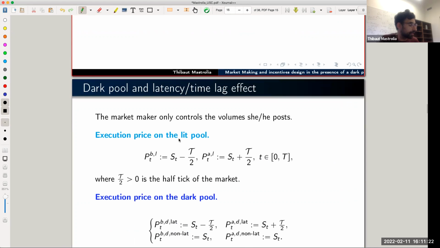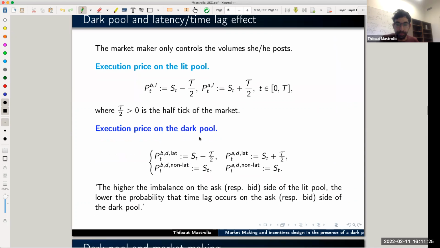Now concerning the execution on the dark pool. Here we have added a stylized fact that we observe in the dark pool. In the dark pool, we observe what we call a latency effect. By latency, I mean a mechanical problem, a problem with computers, so it's a technical issue. When there is no latency, the execution price of both the ask and the bid is exactly at the mid price, at S.